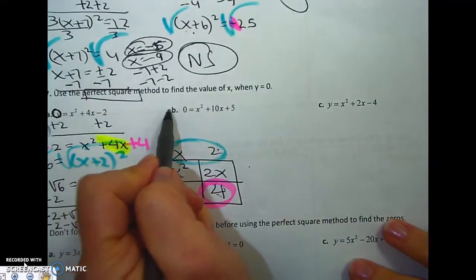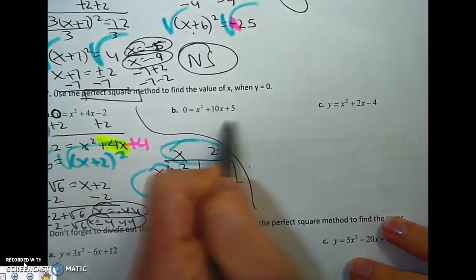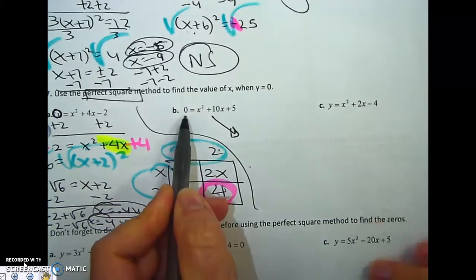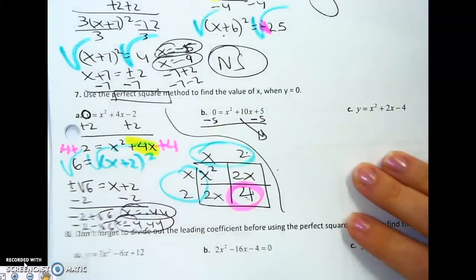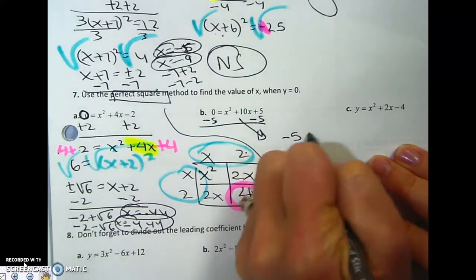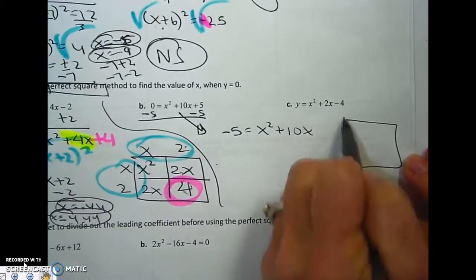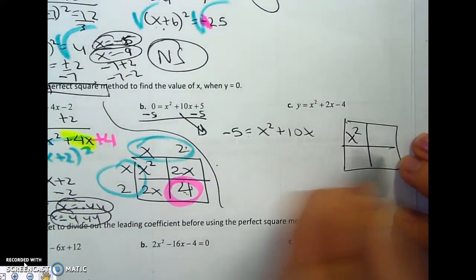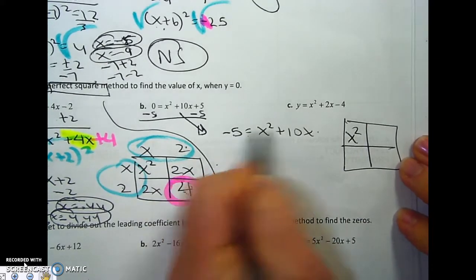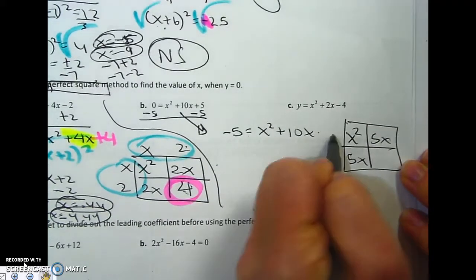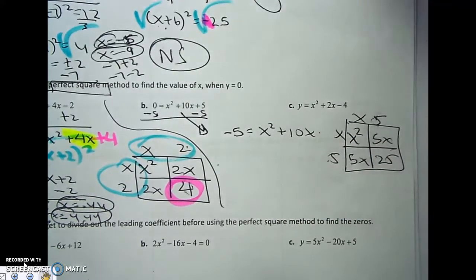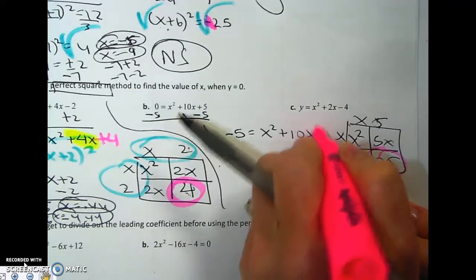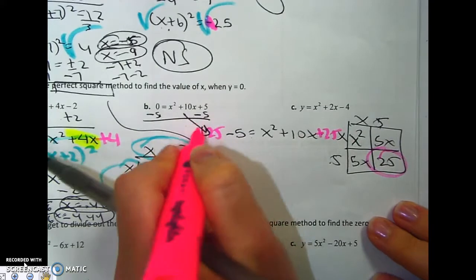So this is, I'm actually going to do letter B. And I'm going to do the letter B right here. The great thing is it's already set equal to 0, so I just move this over here. And then I get negative 5 equals x squared plus 10x. They're asking me to solve by completing the square. So I put the x squared here, but I don't know the last guy because I moved him. So half of 10 is 5x. X, 5, 5. 5 times 5, 25. Now I completed the square, plus 25, plus 25.